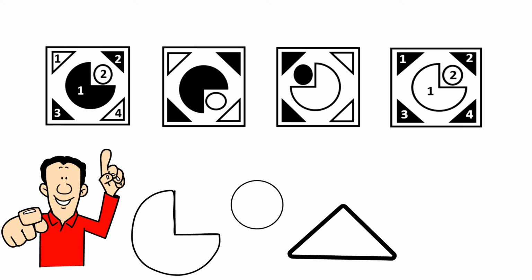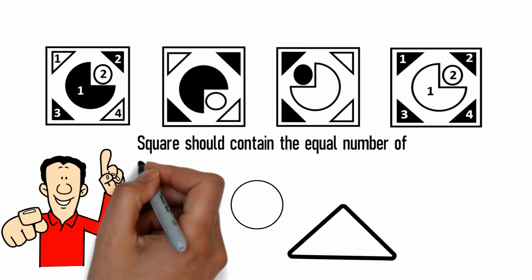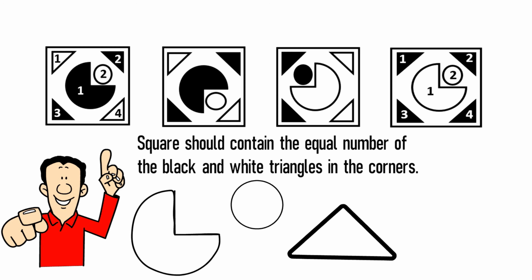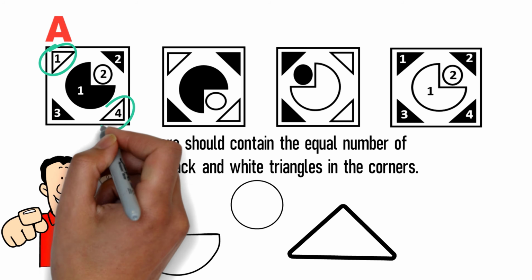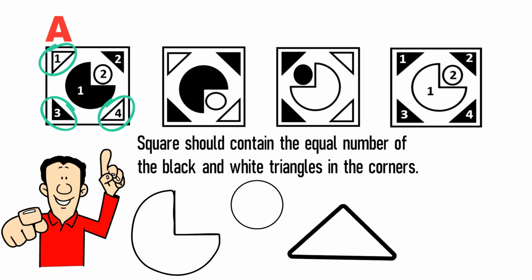In this particular case, the pattern is that the square should contain an equal number of black and white triangles in the corners. Triangles in square A are positioned diagonally across from each other. White triangles are located in the upper left corner and in the bottom right corner, and black triangles are located in the bottom left corner and in the upper right corner.